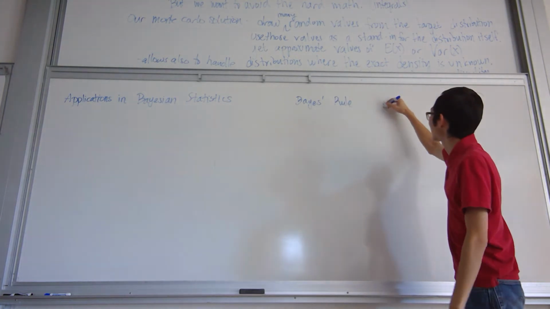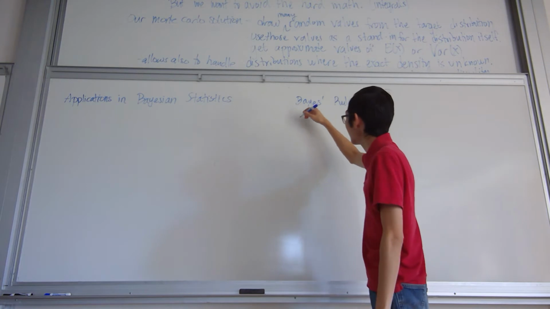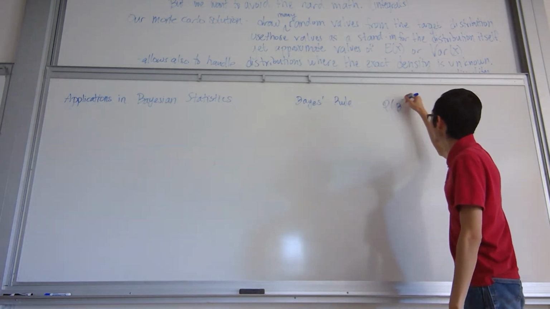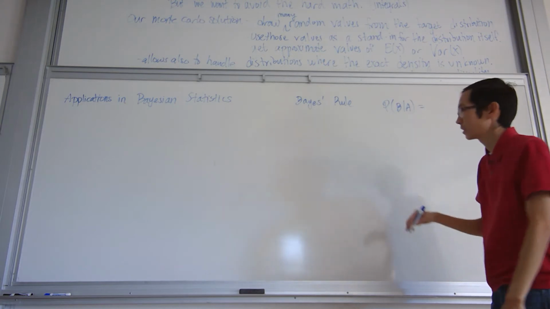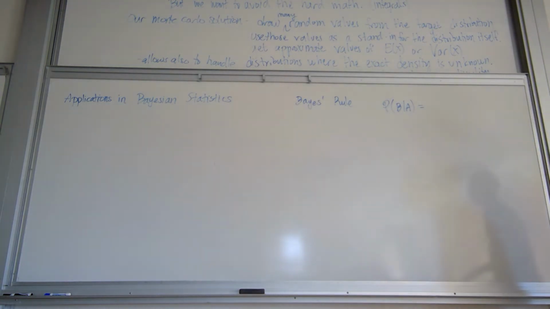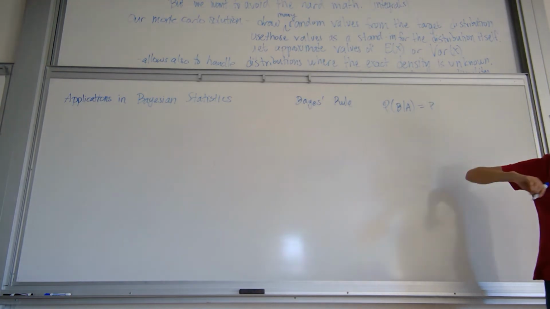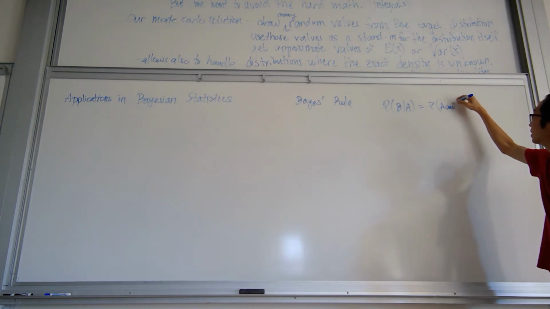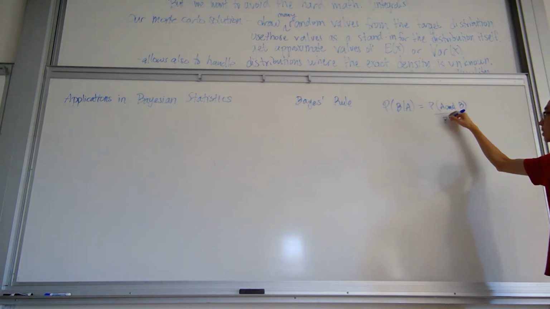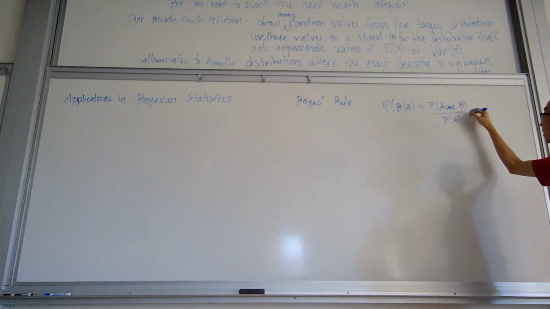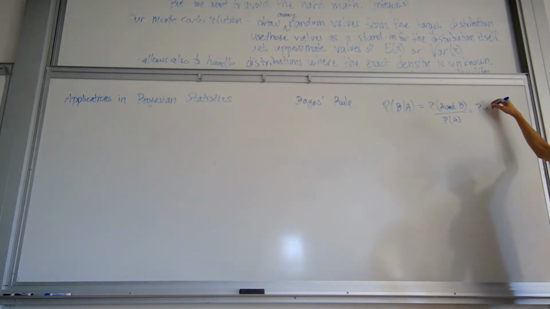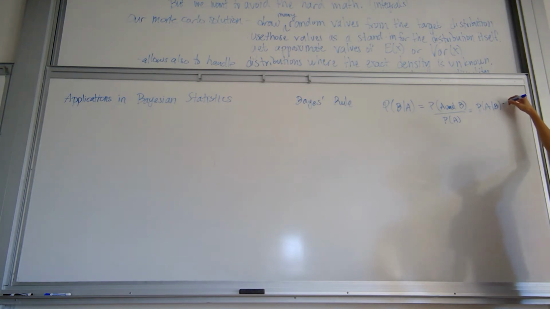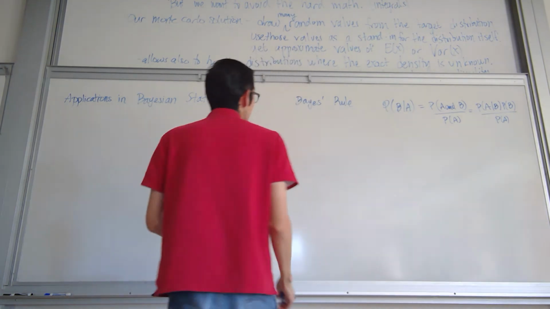All right, so Bayes' rule says, let's say you want to know the probability of B given A. This would be the probability of A and B divided by the probability of A. And A and B can be simplified to the probability of A given B times the probability of B, and then on the bottom we have the probability of A, right?